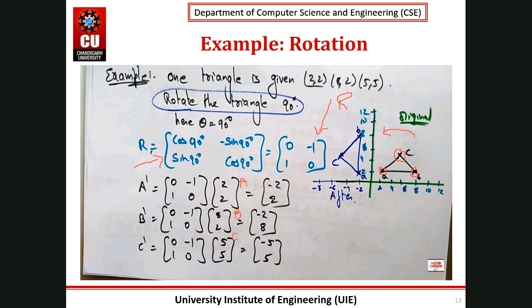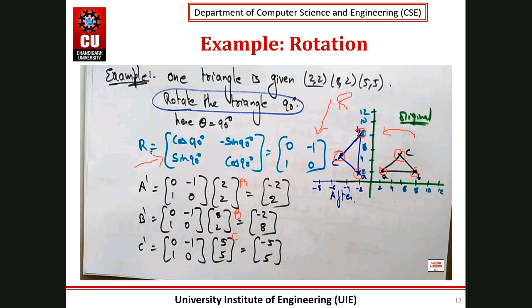Okay, and that point is C dash. So as you can see, the triangle is rotated now. This is A dash, this is B dash, and this is C dash, the new coordinates of the triangle when it is rotated. Okay guys, I hope you know a bit of matrix multiplication. We did that in the theory classes also.